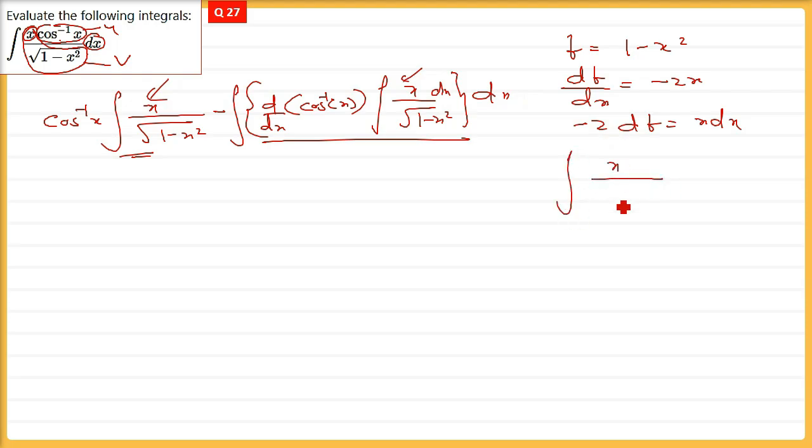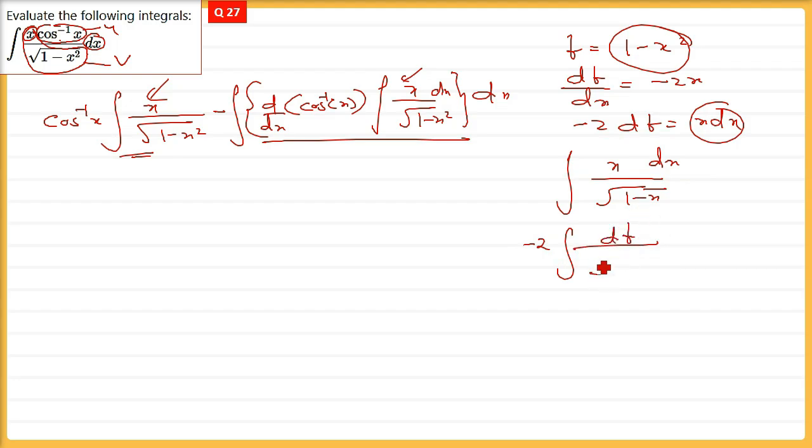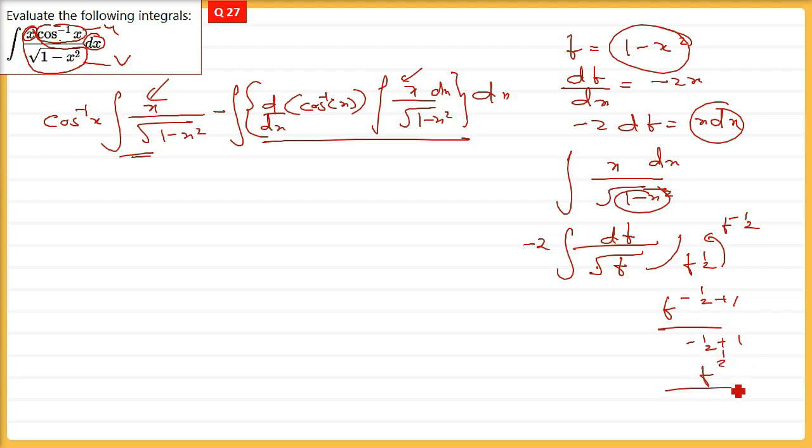So integration of x divided by under root 1 minus x square. 1 minus x square was already being taken as t. There is a slight change you have to make. I have committed a small mistake here. Negative dt by 2 will be x dx. So dt by under root t will come, and you just call it t raised half. It goes up and it will become t raised minus half. You can write t raised minus half plus 1 divided by negative half plus 1. It will be t raised half by half. So this 2 will go up, and as I told you, it is negative dt by 2.